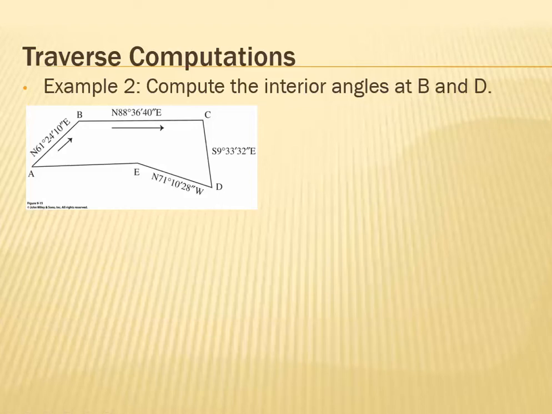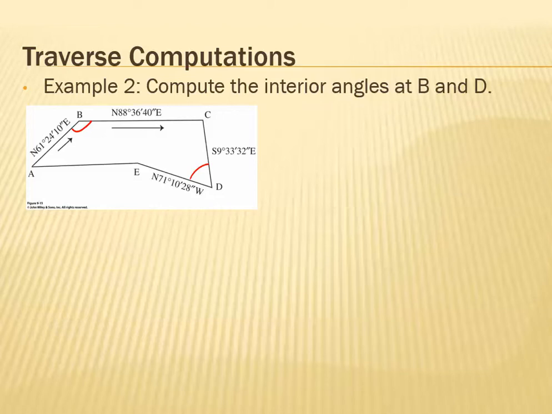We're going to do some more traverse computation examples here. So we have another one. This one just says compute the interior angles at B and D. So this one right here and this one right here. This is different than what we did before, because before we focused on the direction. Now we're going to work on the angles. So how do we figure this out? Again, we're going to use deflection angles to help us out.